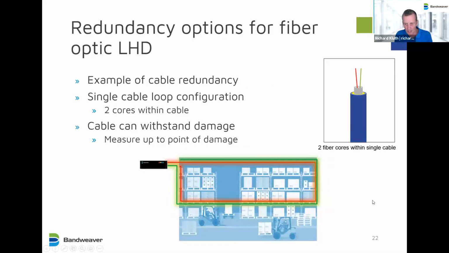In the event of damage to the cable, you'll see the red pulse and the green pulse can now only go as far as the point of damage, but because it's a loop configuration, it can approach it from each side. And so you still have full coverage even in the event of cable damage.